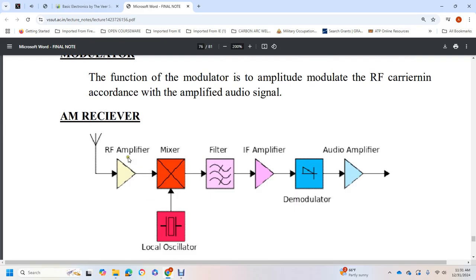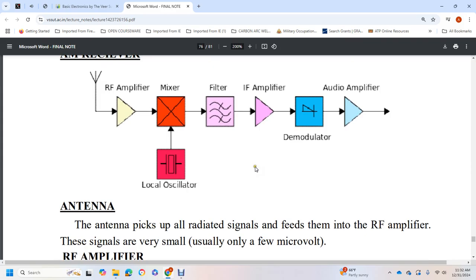The AM receiver: antenna, radio frequency amplifier, mixer and local oscillator, IF filter, demodulator, and audio amplifier. Your antenna picks up all the radiated signals and feeds them into the radio frequency amplifier. These signals are very small, usually a few microvolts.